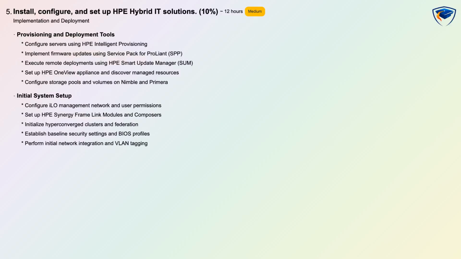The domain covers setting up HPE OneView, discovering managed resources, and configuring storage pools and volumes on Nimble and Primera arrays. You will also learn initial system setup tasks like configuring iLO management, Synergy frame link modules and composers, initializing hyperconverged clusters, establishing BIOS and security baselines, and integrating networks with VLAN tagging.